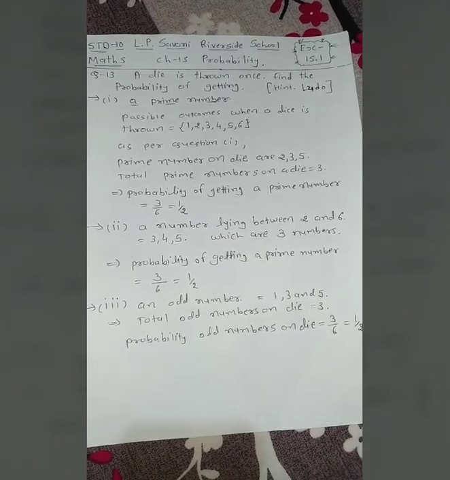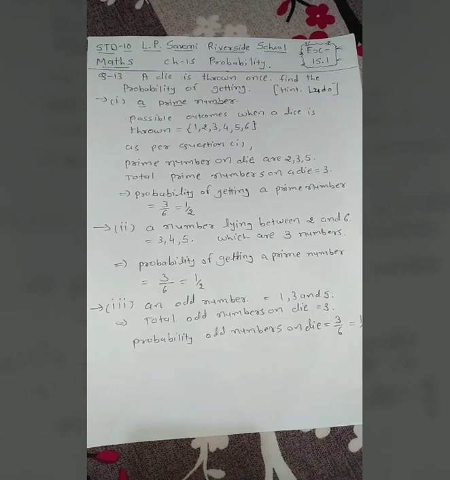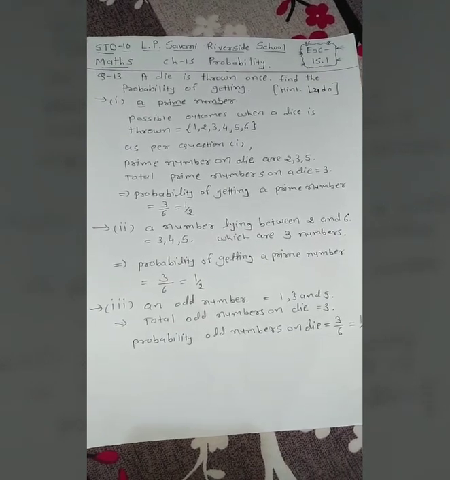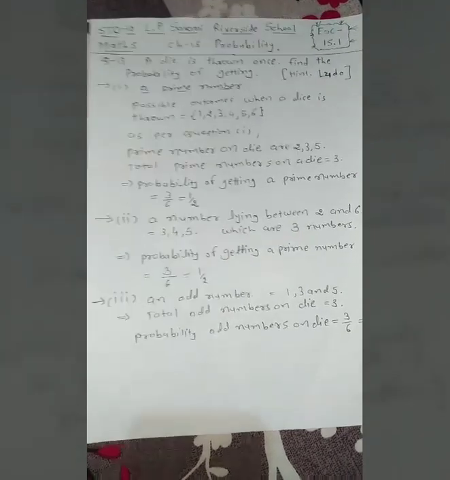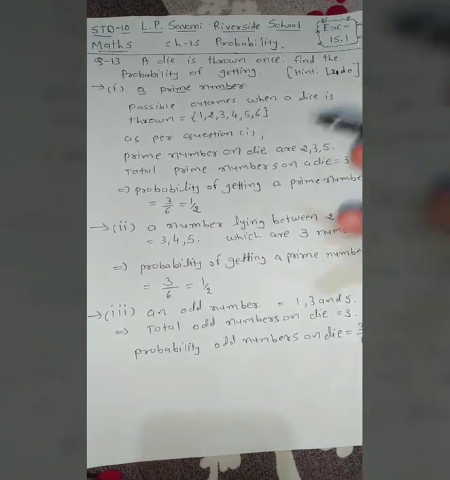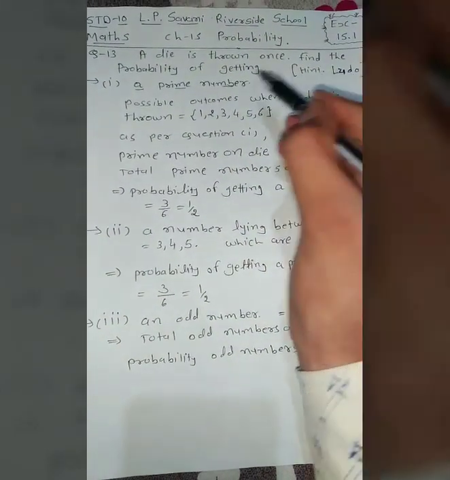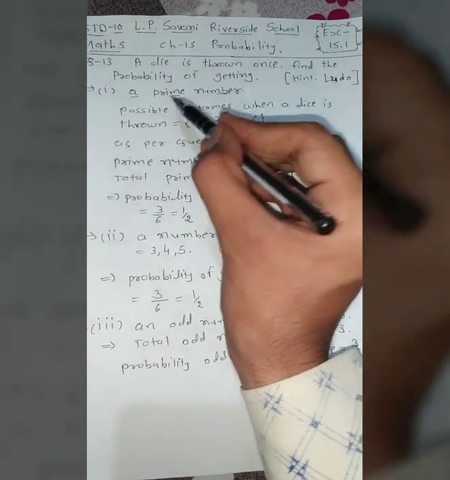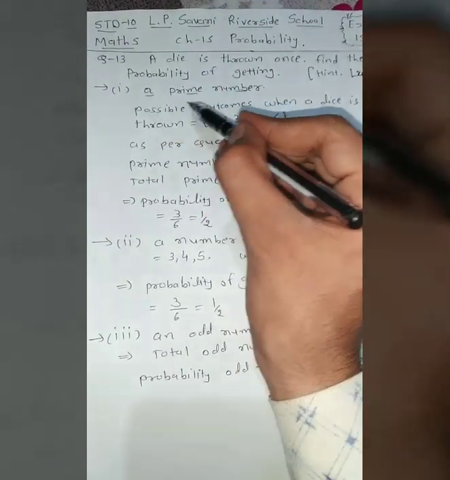In the previous lecture, we solved up to question 12 in exercise 15.1. We start with question number 13. A die is thrown once. Find the probability of getting a prime number. There are three questions. First is for prime numbers.